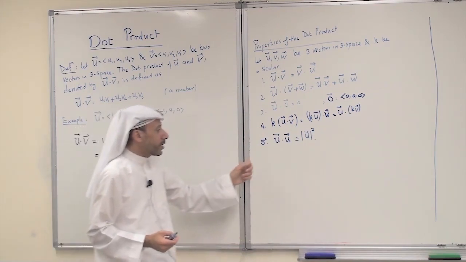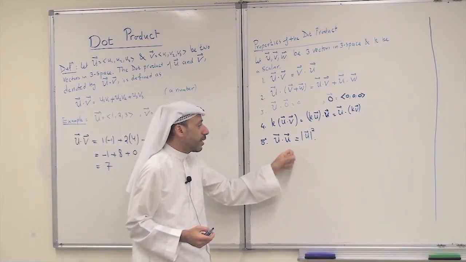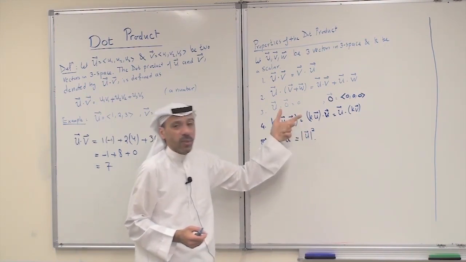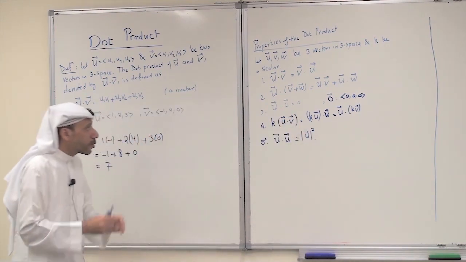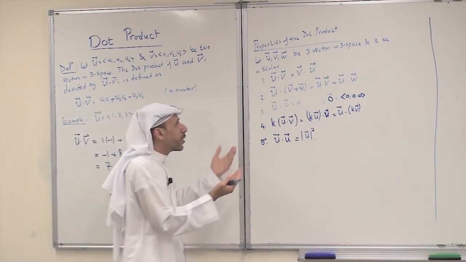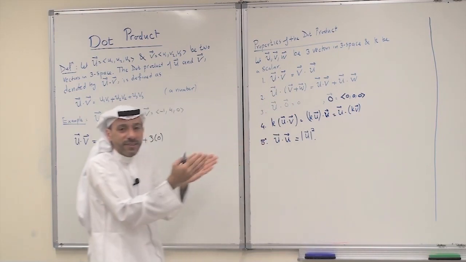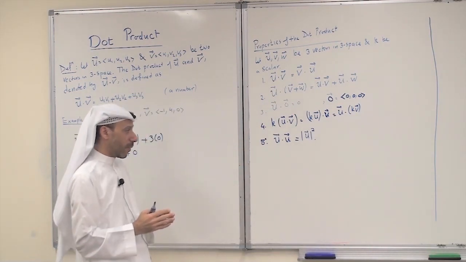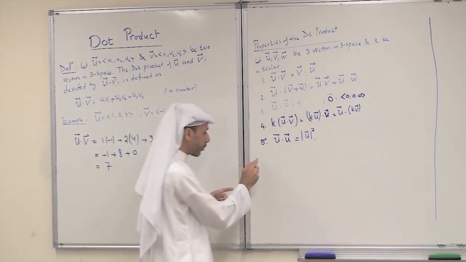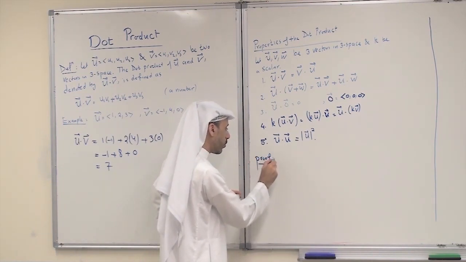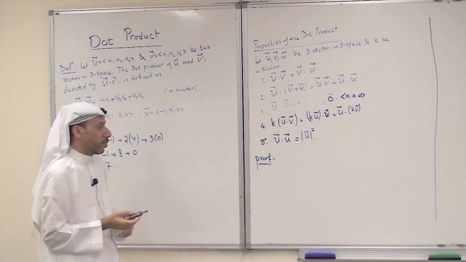The last property is that the dot product of a vector with itself is equal to the magnitude of the vector squared. The proof is very simple. You just take any vectors and find each side, and then see that the two sides are equal. For that, let me just prove number 5, because it is a nice property and very important when we work with vectors.